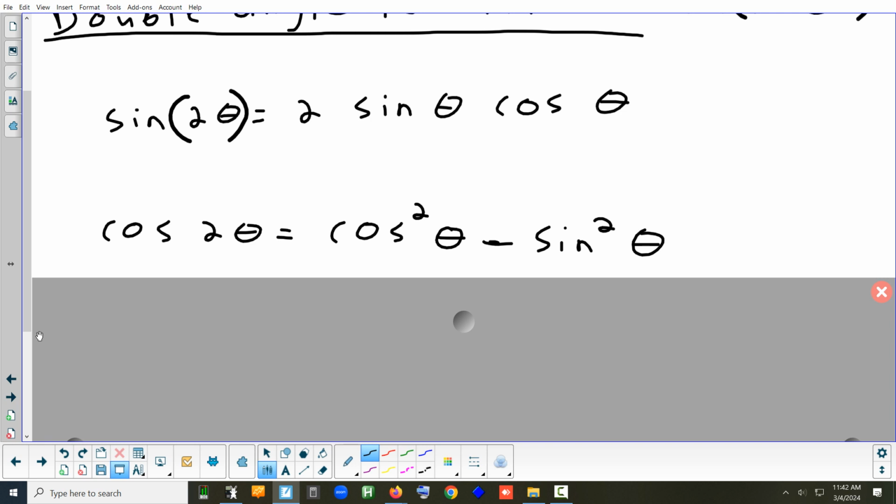Here's the formula if you have a 2 in front of cosine. And this one, there's actually different ways to write it. Does anyone remember a Pythagorean identity we had that kind of looks like this? It's not this, but it has these things in it. Something with a sine squared and a cosine squared.